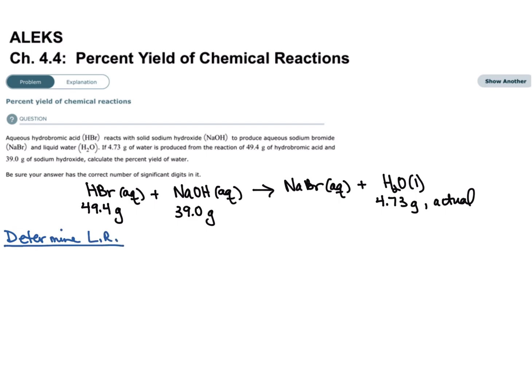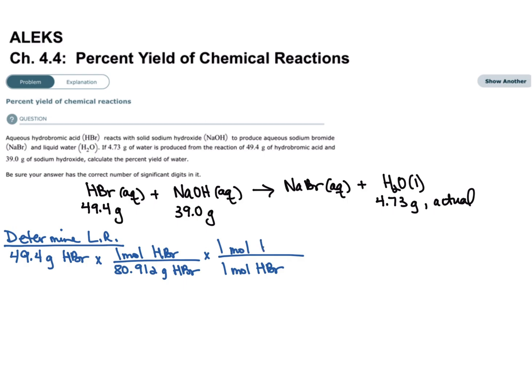And what that is that you're just converting your starting material to moles of product. So I'm going to convert my hydrobromic acid to moles of H2O, and I'm going to convert my sodium hydroxide to moles of H2O. And we want to make sure that the reaction is balanced so that we can get a proper relationship between HBr and H2O. So we're going to look at the coefficients. For every 1 mole of HBr, we get 1 mole of H2O. And those numbers come from the coefficients.